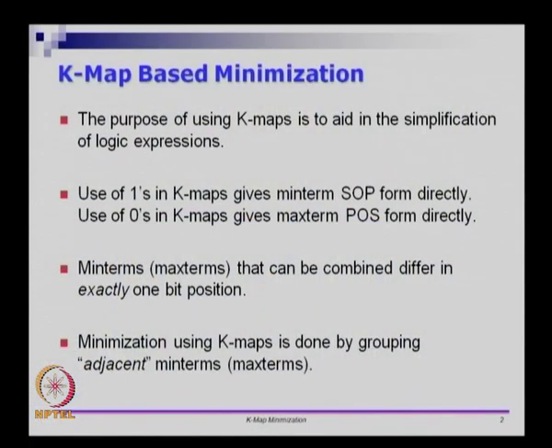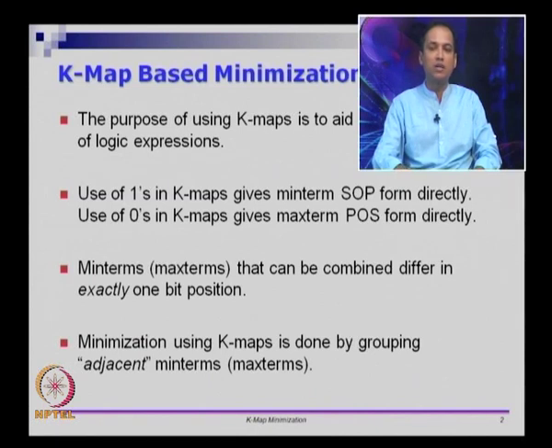When you do K map based minimization, the purpose of the K map itself is to give you a visual way of doing things. Whenever we have a 1 in the K map, it corresponds to the min terms in the sum of products form, and all the zeros correspond to the max terms in the product of sums forms directly. Remember, a K map is just a rearrangement of the truth table. Wherever you have a 1 in the truth table, you will have a 1 here, and wherever you have a 0, you will have a 0 here. Only the way in which the table is arranged is going to give us something interesting.